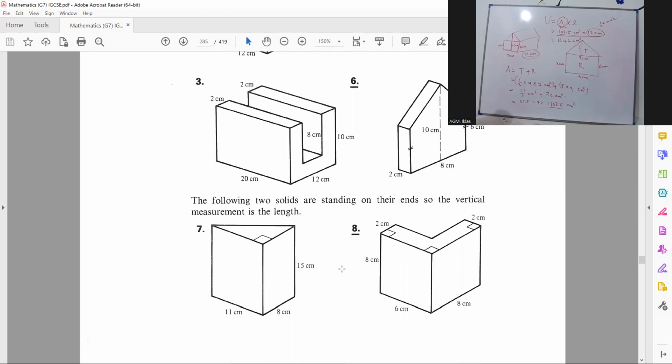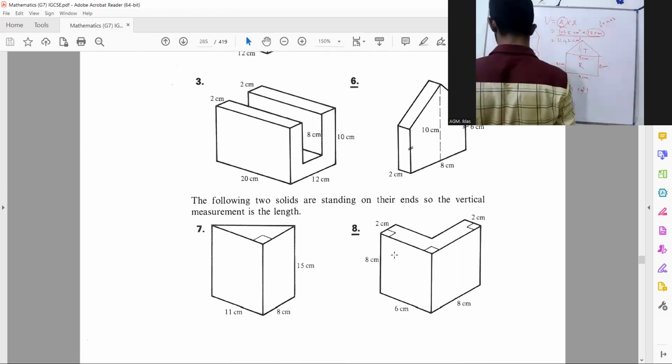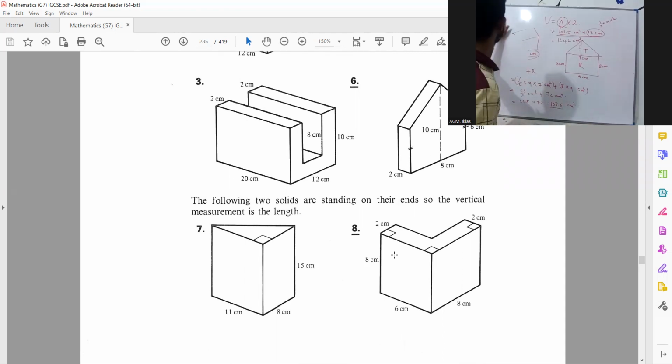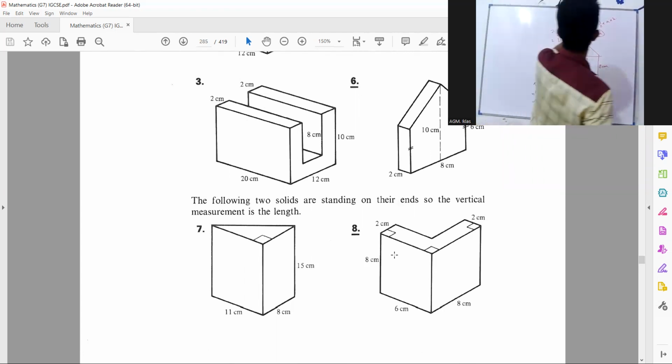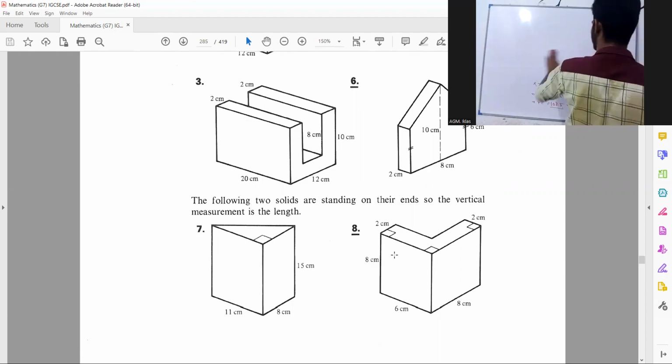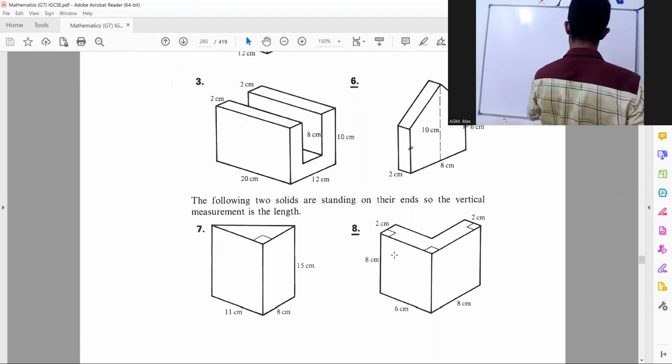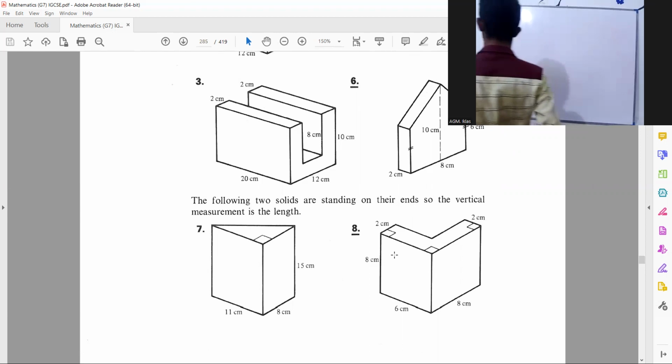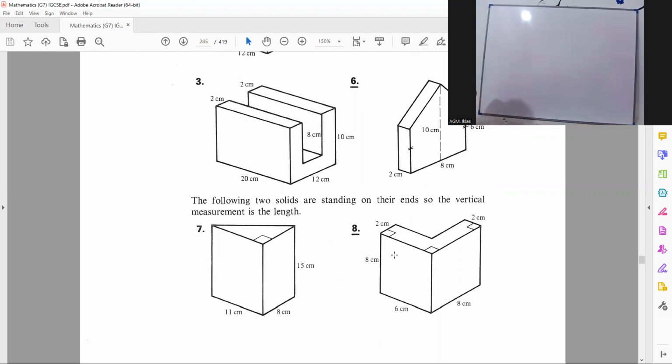I will explain this question, the eighth question. The following two solids are standing on their ends. So the vertical measurement is the length. So here, the length is what? The vertical measurement. And if you look from above, the L shape is the cross-sectional area.